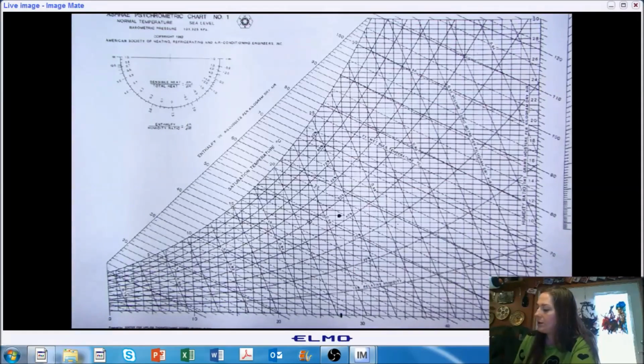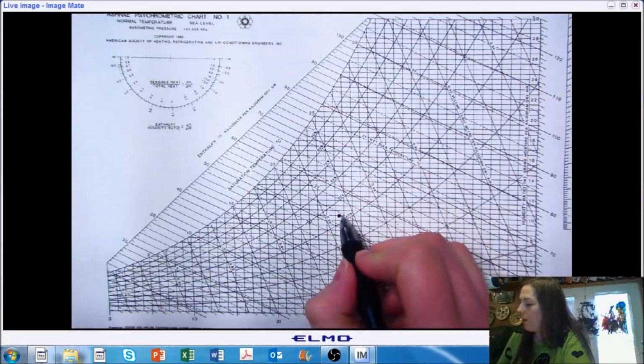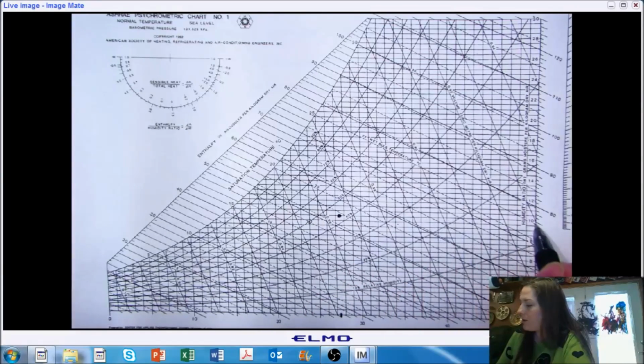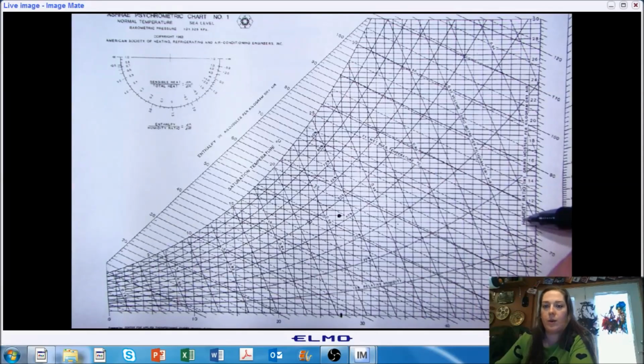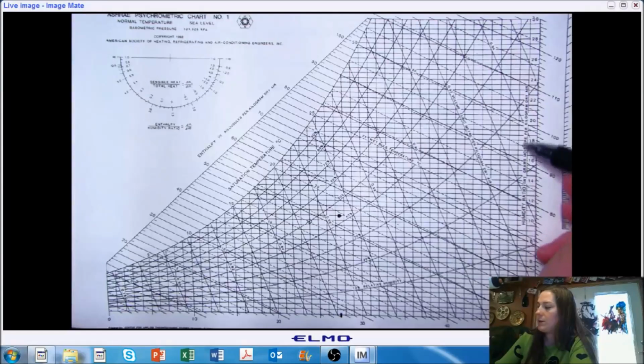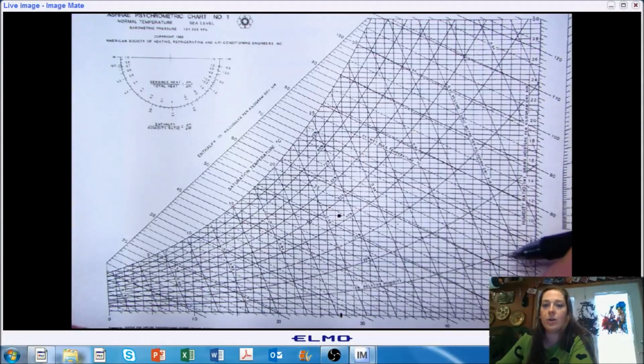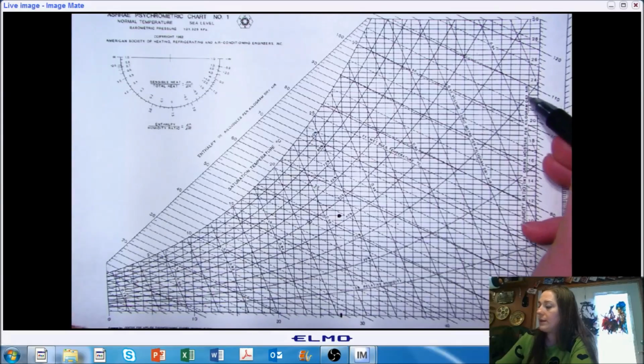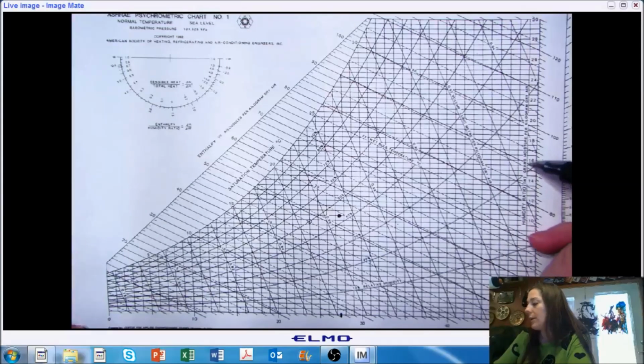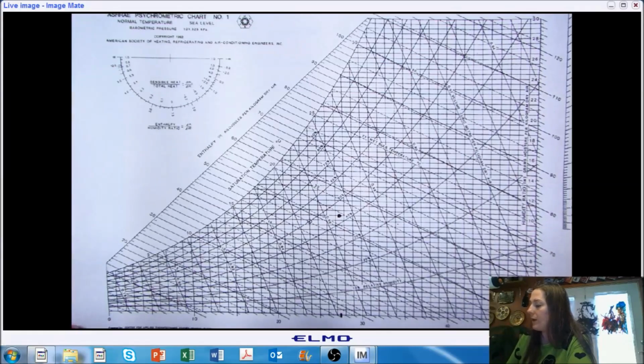Let's start with humidity ratio. We want to go all the way across here to our humidity ratio, and we see we have a number of 10. I would encourage you, anytime you're using a psychometric chart, to take a look at your labels and pay special attention to the units, because not every chart uses the same units for the numerical values along the grid lines. In this case, it's grams of moisture per kilogram of dry air. So 10 grams of moisture per kilogram of dry air. Okay, so we have that one.